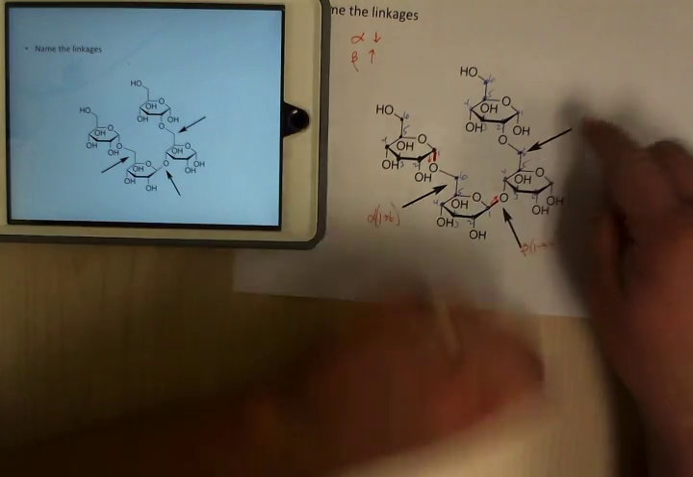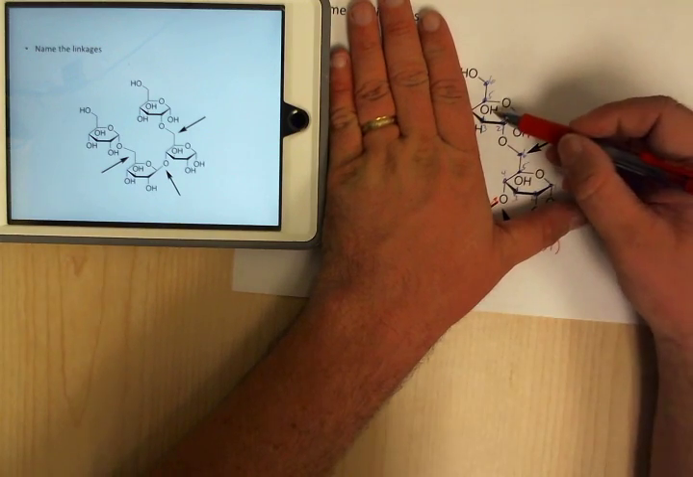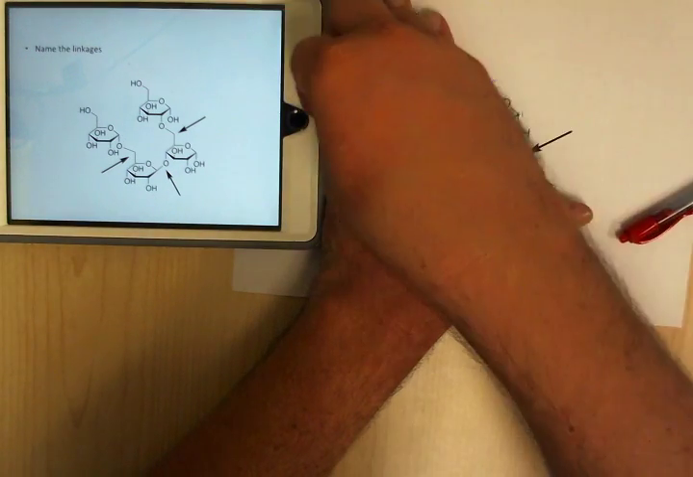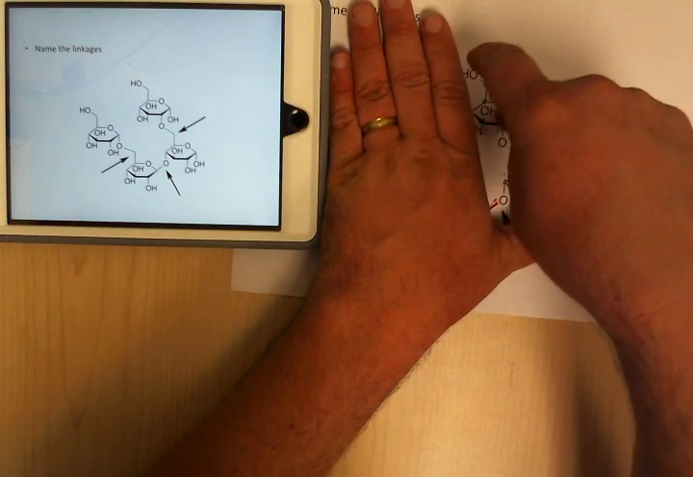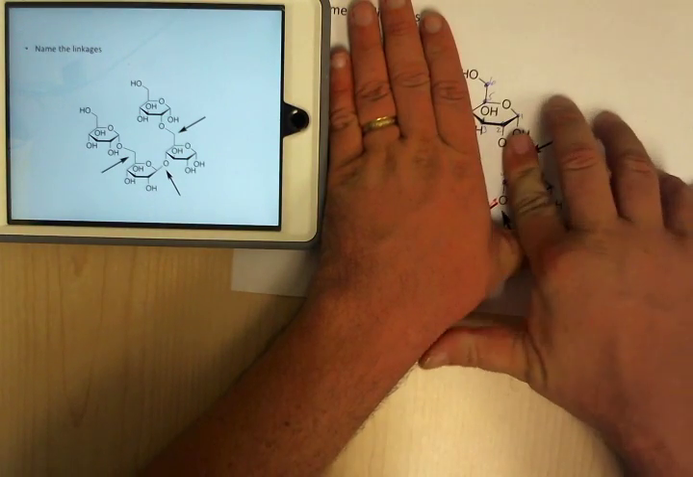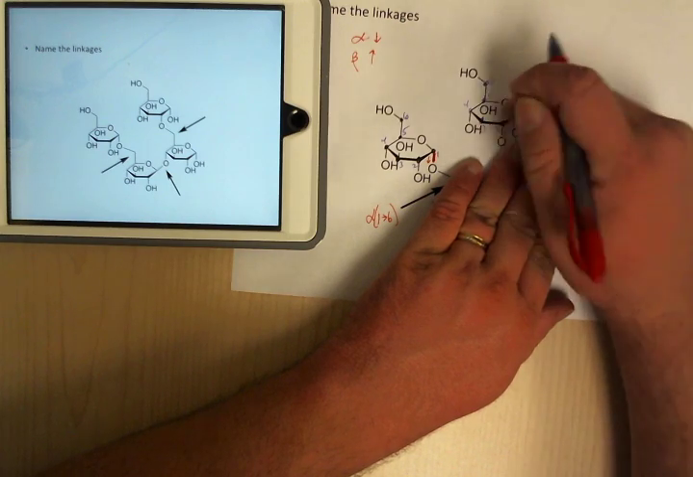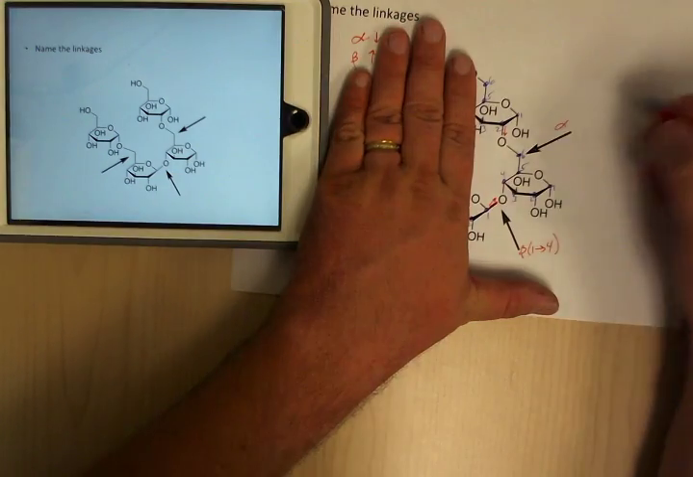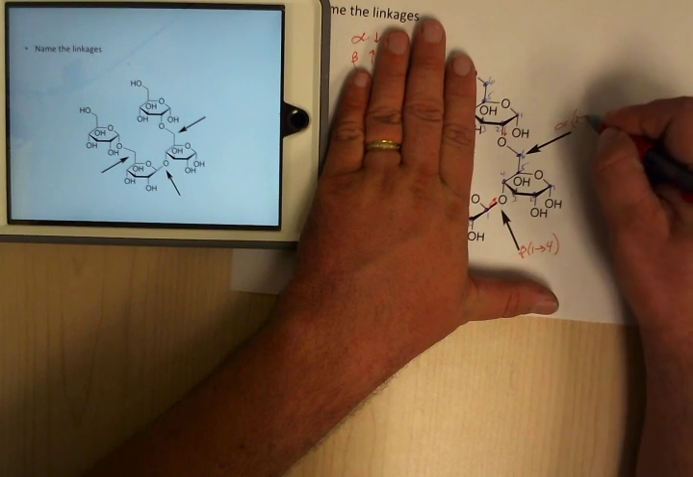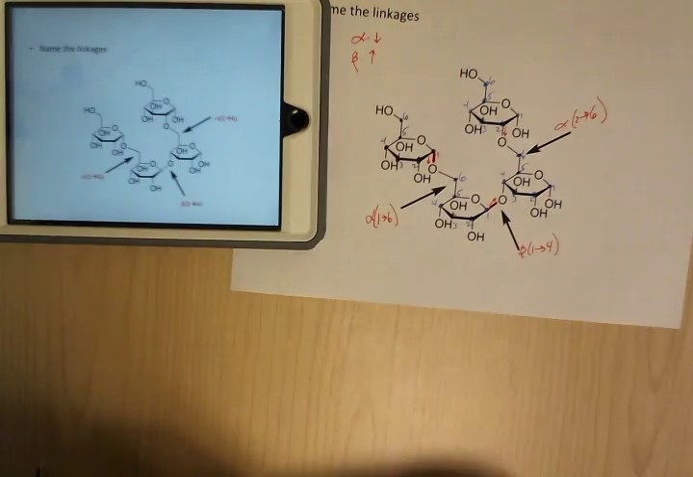Okay, now for this linkage here, we only care about those two sugars. So here's the left. Notice how the ring is slid slightly left compared to this one, so that means this is the left-hand sugar. So that linkage is going down relative to the left-hand sugar. So it's down, so it's alpha. It's going from carbon 2 to carbon 6. So it's an alpha 2,6.